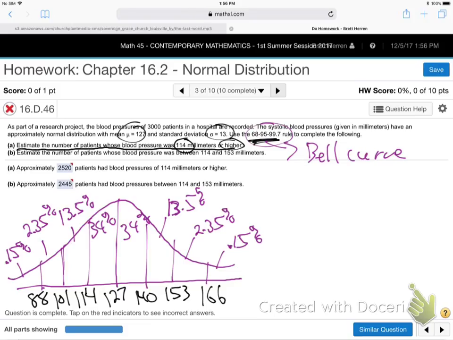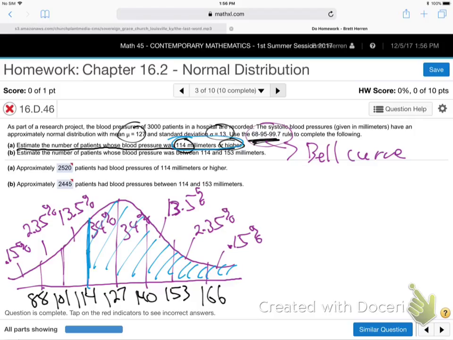114 or higher. Can you do that? Let me give you a second on that. All right, so 114 is right here. So 114 or higher, that's what it says, right? Which way is higher, right or left? Right. So from that line to the right.